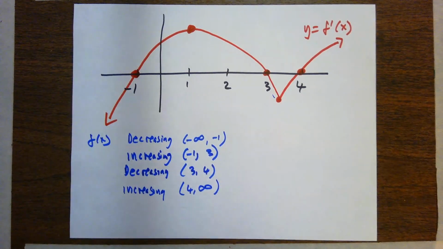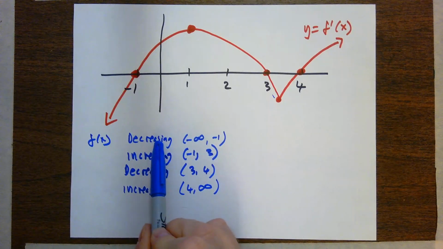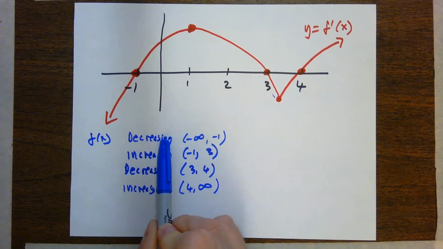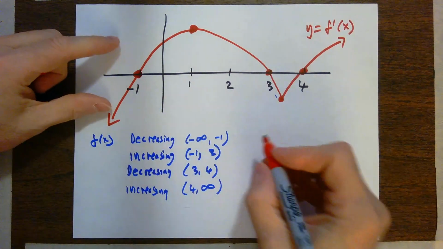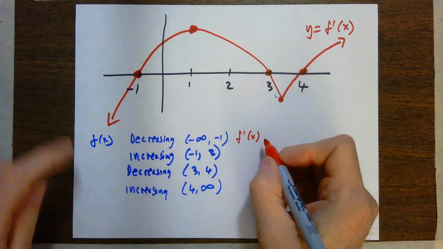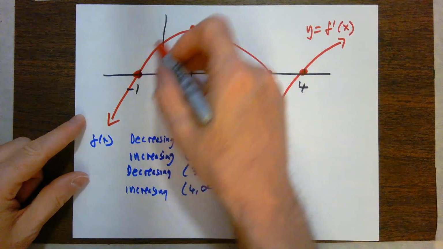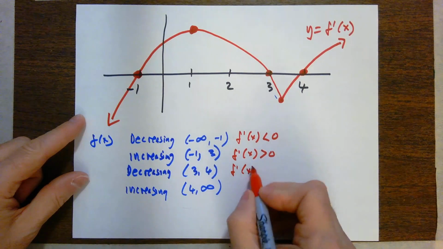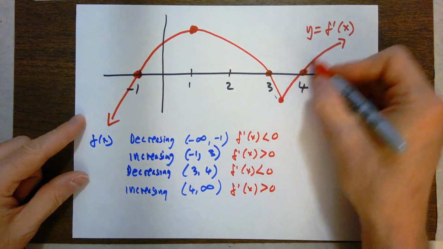All right, so now knowing this, what else can we tell about the original function? Can we tell where the original function has some maximums and minimum points? Well, let's take a look at this. Here, my derivative is negative. So it's decreasing. Here, let me write that down. The derivative here was less than 0. My derivative is greater than 0. My derivative is less than 0. And my derivative is greater than 0.